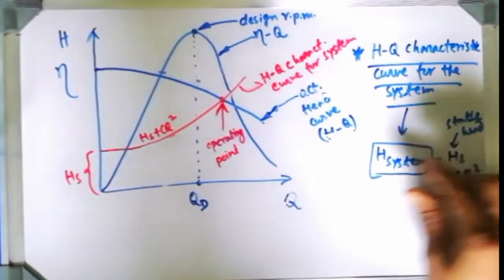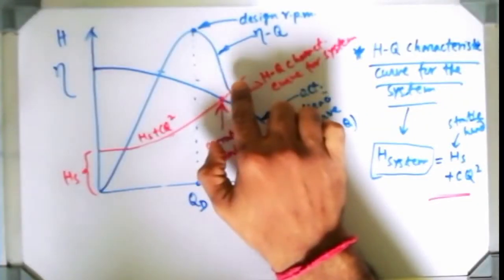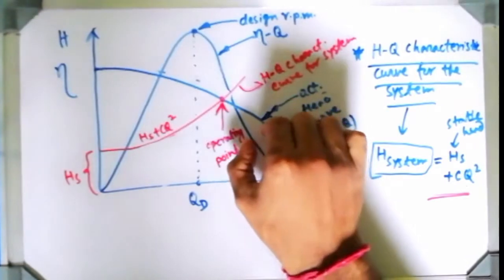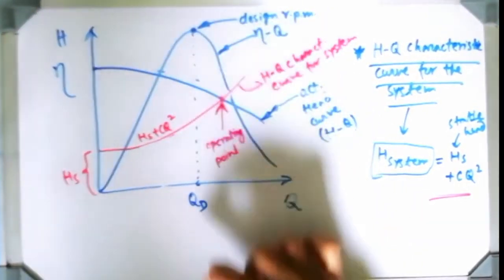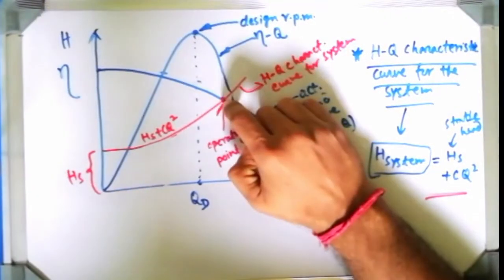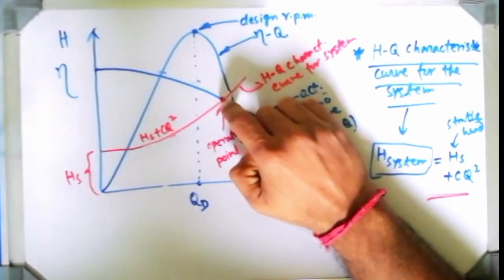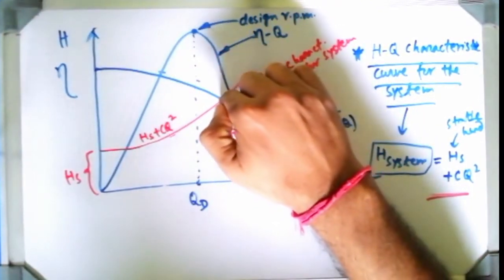So if you plot this curve, it also gives you a parabolic curve. So this is the system characteristics curve, and this is the actual head curve. They are intersecting at a point. Which point will give you the actual operating point for the pump? Because that is the common point. Intersecting point means the common point between these two curves, and actually the pump is working at this point.